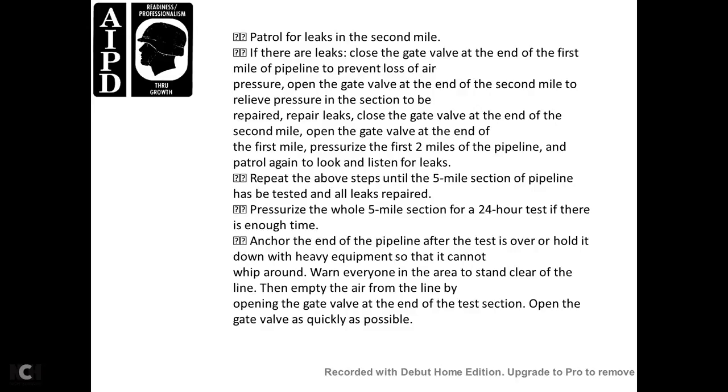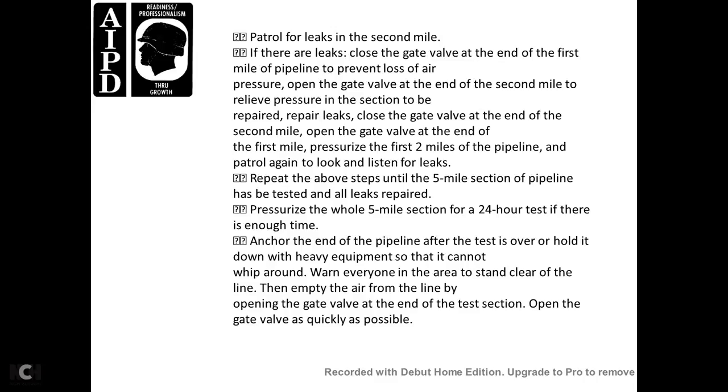If there are leaks, close the gate valve at the end of the first mile of the pipeline to prevent loss of air, or open the gate valve at the end of the second mile to relieve the pressure, so that the sections can be repaired. If you closed the gate valve at the end of the second mile, open the gate valve at the end of the first mile. Pressurize the first 2 miles of the pipeline. Patrol again to look for any leaks. Repeat the above steps until the 5-mile section of the pipeline has been tested.